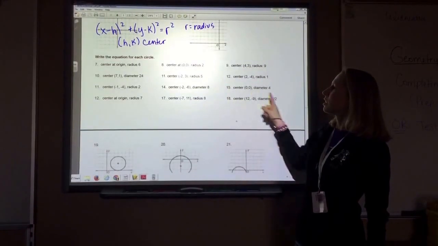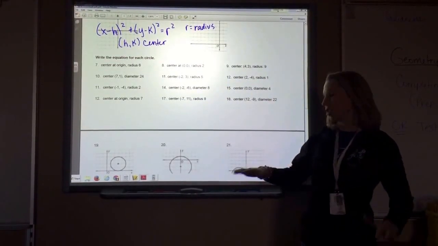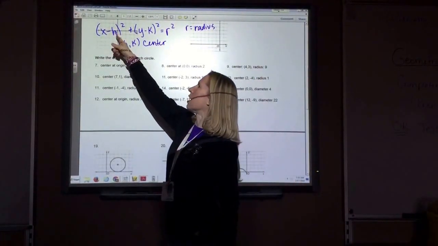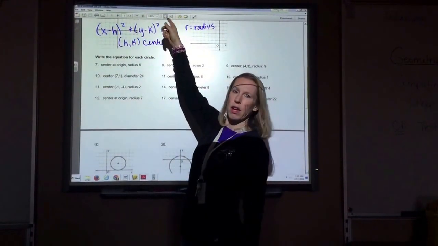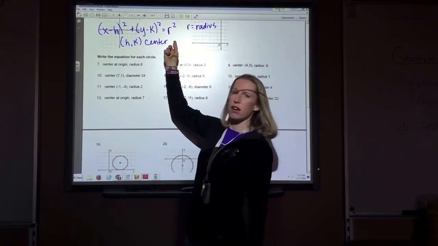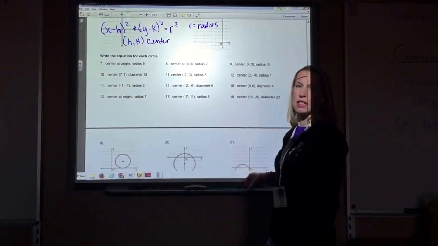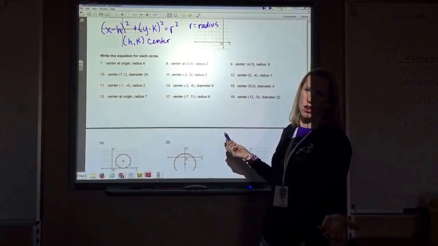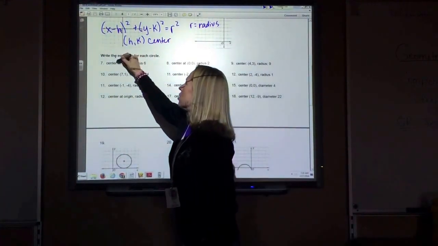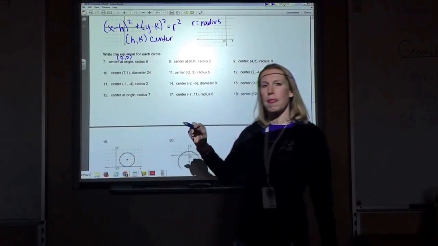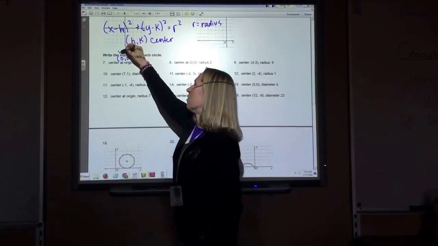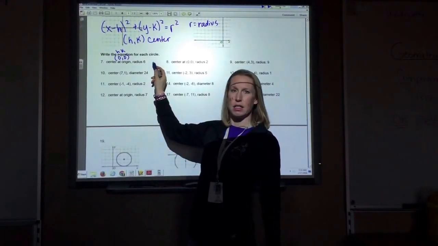So starting with number 7, you're just going to write the equation of a circle. Remember, it's (x - h)² + (y - k)² = r². H and k are the center. On number 7, it says the center's at the origin. So what's the origin? Well, the origin is (0, 0). So I'm going to plug in 0, 0 for h and k, and then my radius is 6.